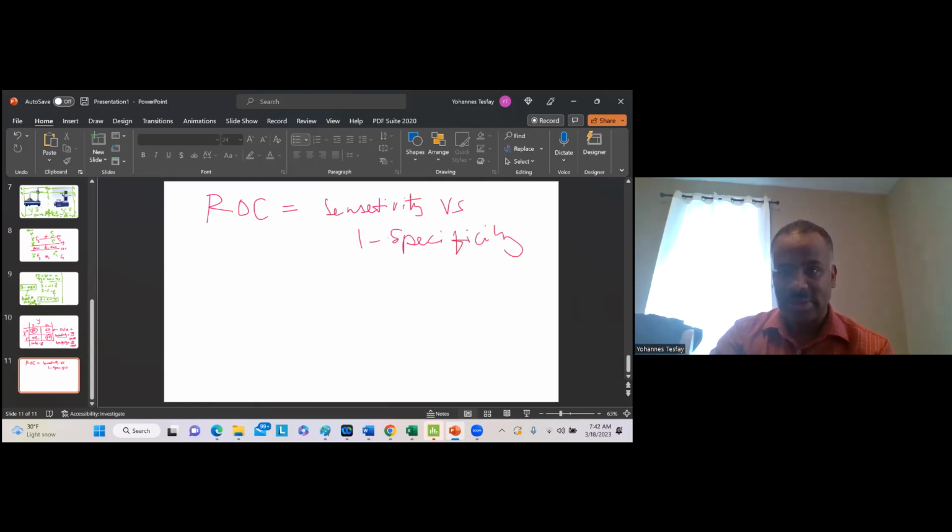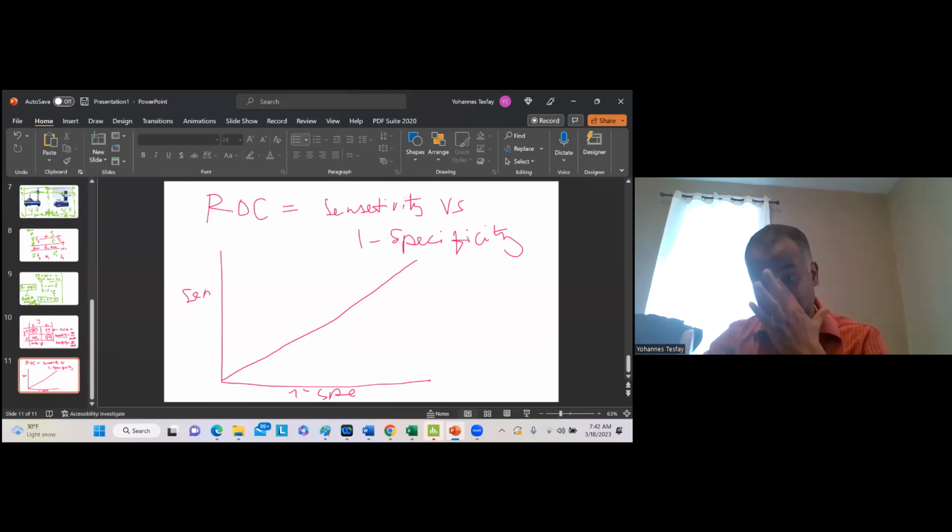Specificity. So it's going to be a kind of curve. Right here, 1 minus specificity and sensitivity, just like that. So we have a 45-degree angle here. Now you see the gauge is good.